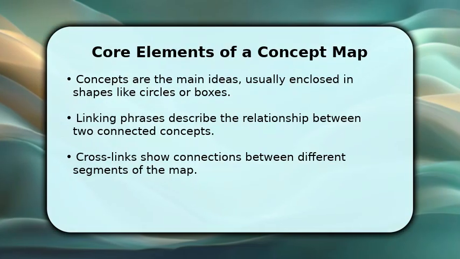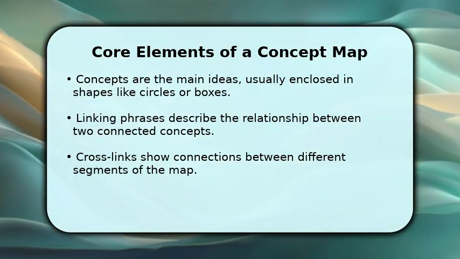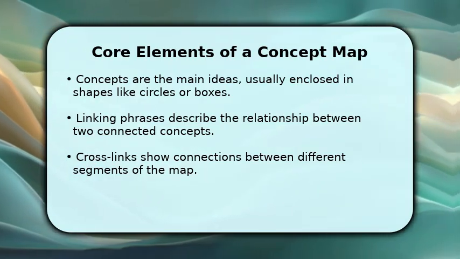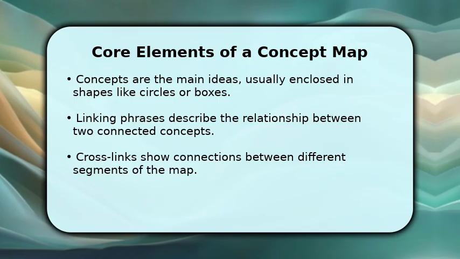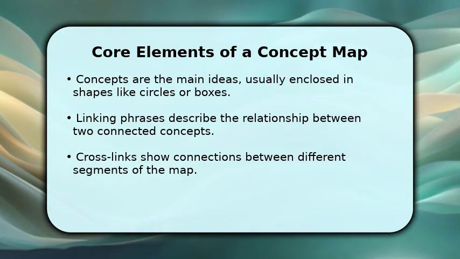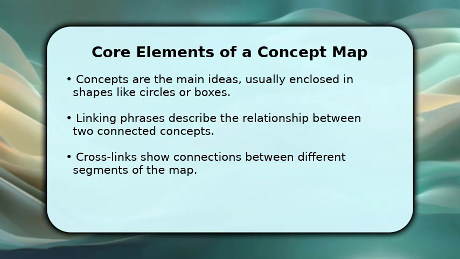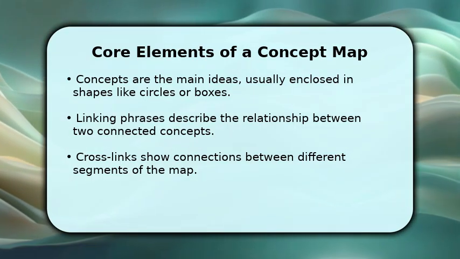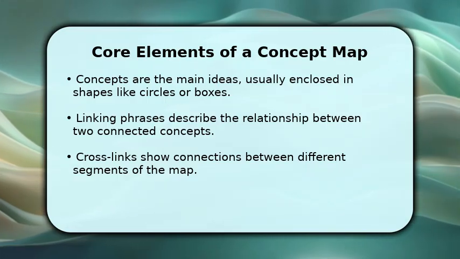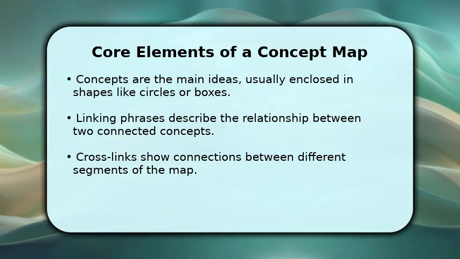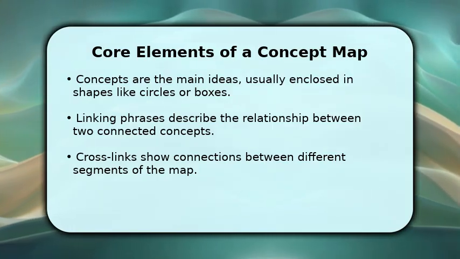First, let's dive into the core elements that make up a concept map. At its heart, you have concepts, which are your key ideas or terms. These are typically placed inside shapes like ovals or rectangles to make them stand out. Connecting these concepts are lines, and on these lines, you'll write linking phrases. These phrases, often just one or two words, clearly explain the relationship between the connected concepts. For instance, causes or includes are common examples.